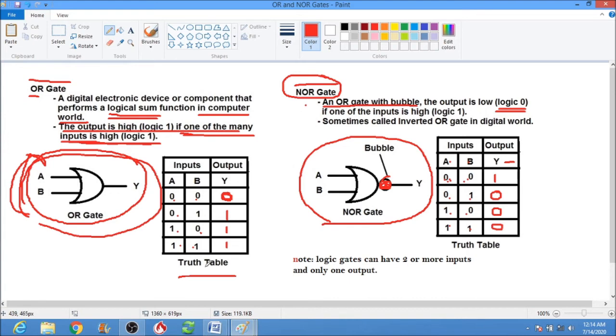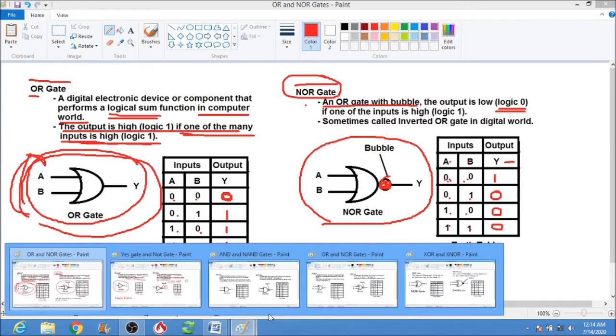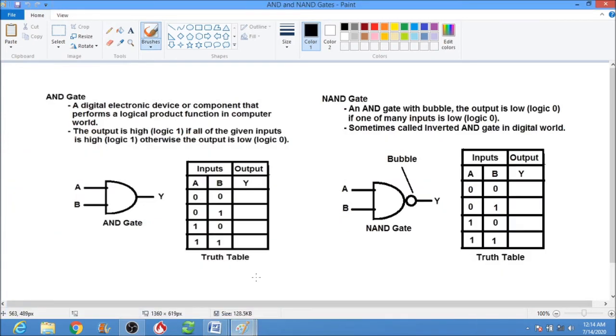Then the next, we have the AND gate and the NAND gate. So what is a NAND gate? A NAND gate, a digital electronic device or component that performs the logical product function in the computer world.